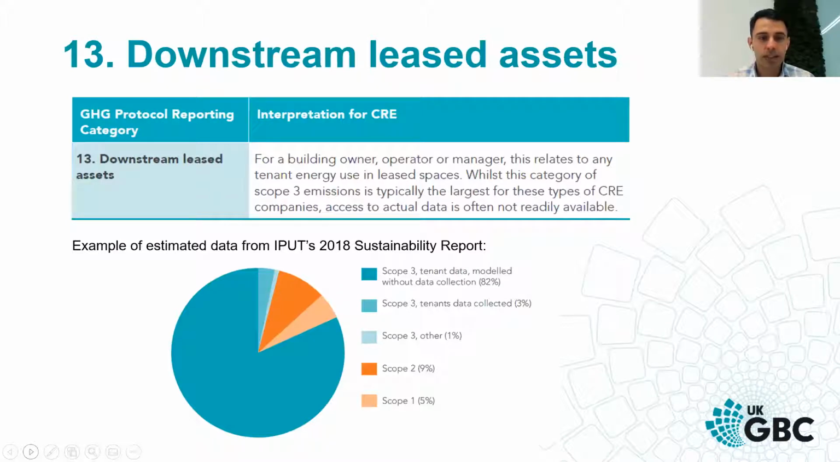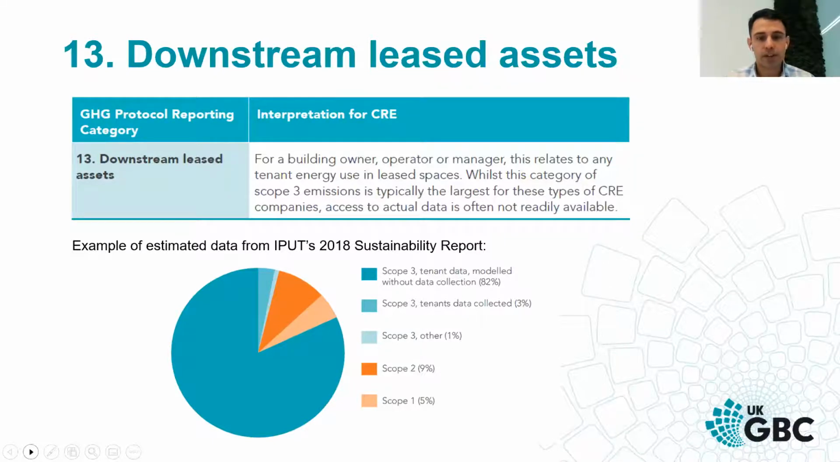So looking at the iPUT Scope 3 emissions. iPUT is a large Irish-based property owner and manager. And we can see from that pie chart that over 80% of their total footprint is tenant emissions, and that's been modeled without data collection. And the Scope 3 emissions that's been modeled with actual tenant data is about 3%. So it's a very small proportion.